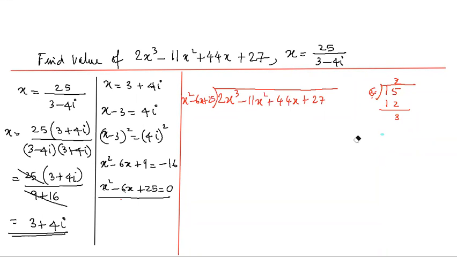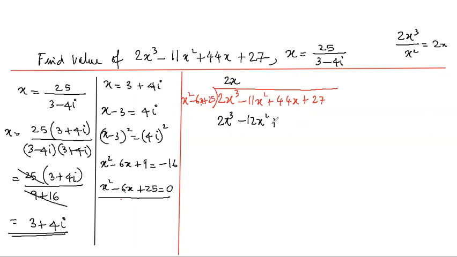Now we have to learn what we do in division. What do you do in division? The highest term will be divided by the highest term. What is the highest term here? 2x cubed, should be divided by the highest term. What is the highest term here? x square. What you get is 2x. So 2x multiplies x square to give 2x cubed, 2x multiplies minus 6x to give minus 12x square, and 2x multiplies 25 to give plus 50x. That's it. After that, what should I do?